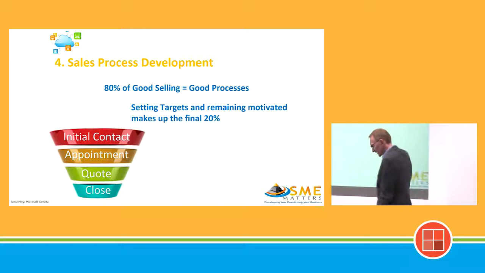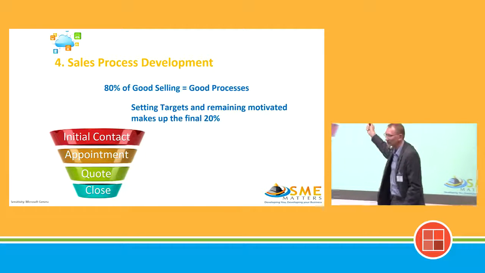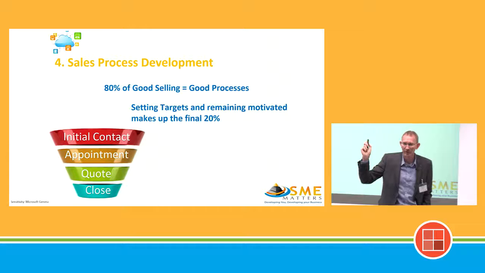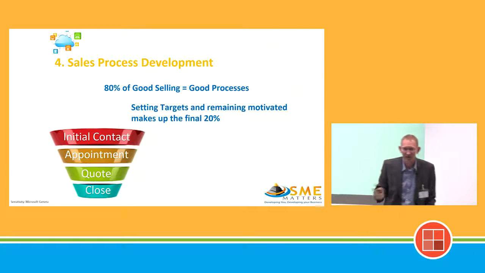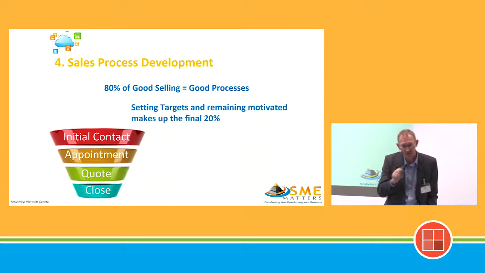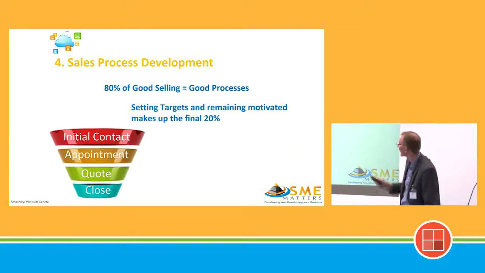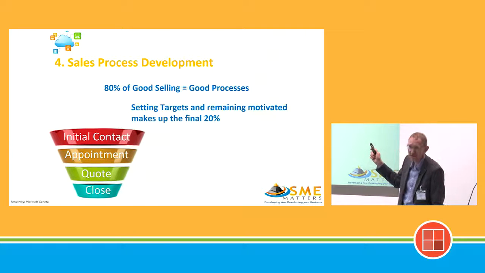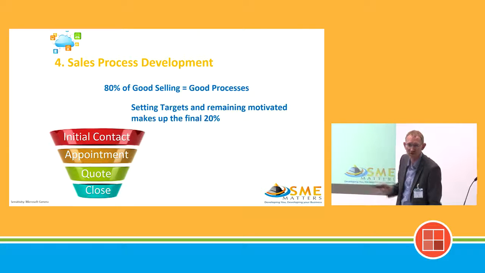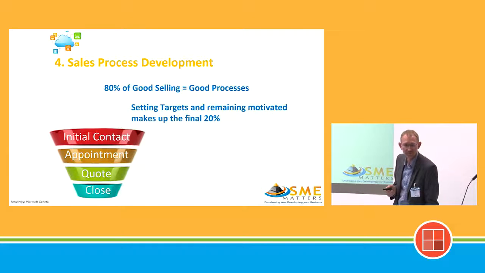Now, this is where we go back to the plan from this morning, where we spoke about having your financial targets and a line-by-line level on the products or services that you want to sell. 80% of good selling is a good process. The rest is setting targets and motivation to make that happen. So 80% is a good sales process.